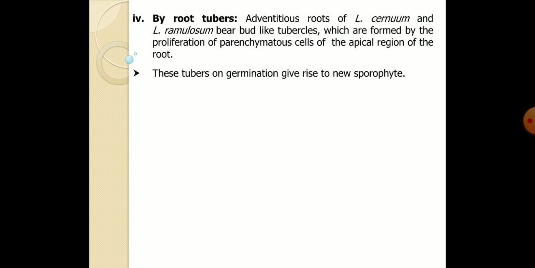Usually they have dichotomous branching, and when the older branch is decaying, it may be possible to produce a new one from that. That is the fragmentation method. And by the root tubers, usually adventitious roots in case of Lycopodium cernuum will be produced. This helps in vegetative reproduction. The next is asexual reproduction.